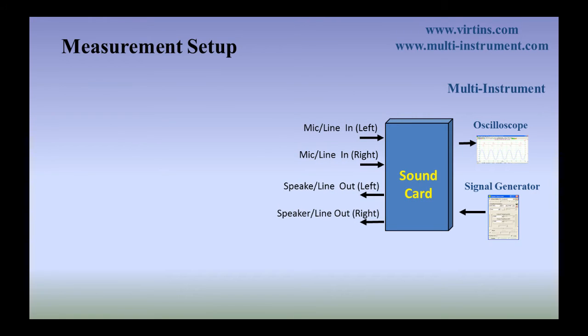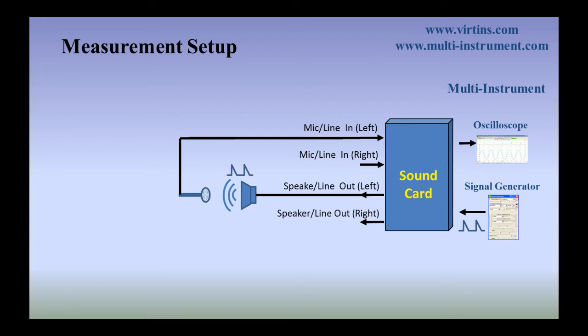The speaker under test is connected to the left output channel of the sound card. The signal generator will generate a polarity test signal and output it through the speaker under test. A microphone is connected to the left input channel of the sound card. It is placed right before the speaker to capture the test signal. The polarity test signal can also be generated through CD or memory stick and the like.